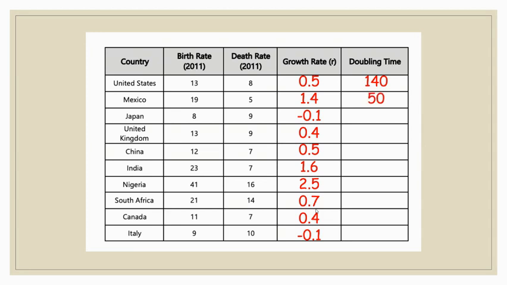So for Mexico, it's 50. Japan, not applicable, right? Because they are shrinking. UK, 175 years, 140 years in China. India, a little under 44 years. Nigeria, only 28. South Africa, 100 years. Canada, 175 years. And then the same thing for Italy as Japan. No doubling.